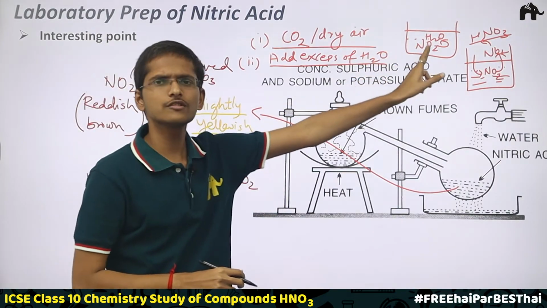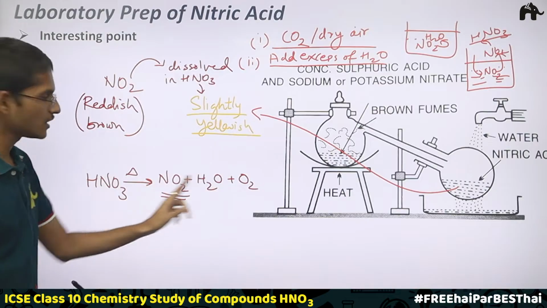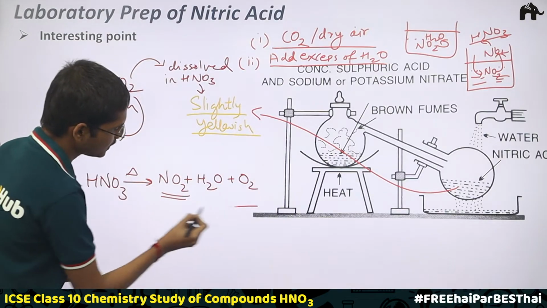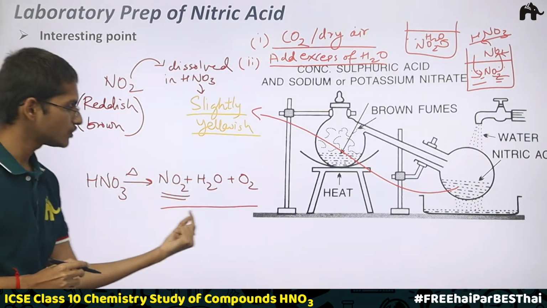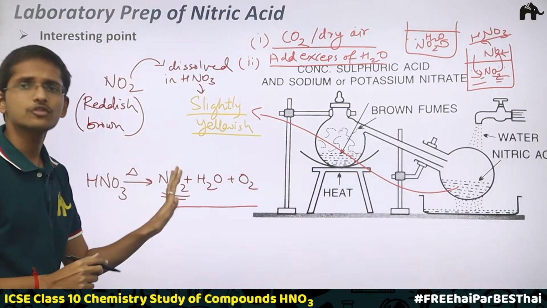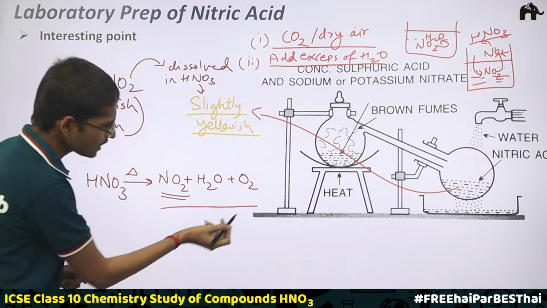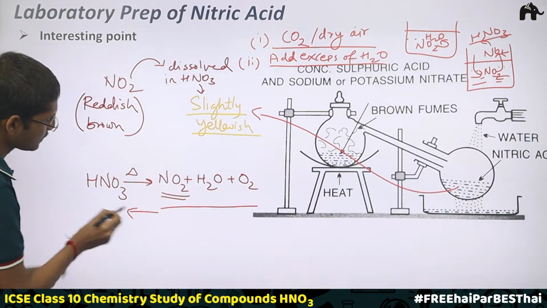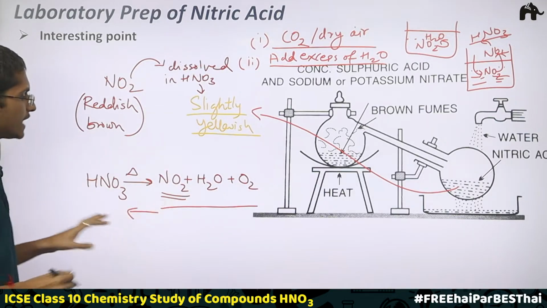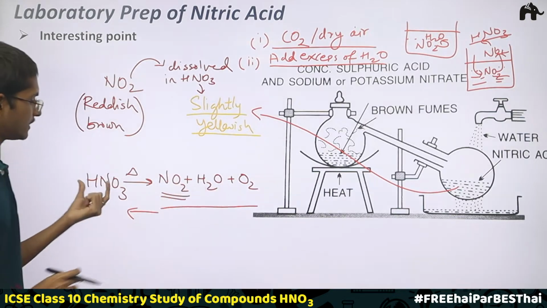Now the reaction for this would be exactly the reverse of this. If this would be the reactants, nitrogen dioxide gas would dissolve in water, and there is also the presence of oxygen here, and it would give us nitric acid. The reverse reaction: you just write this as the reactants and this as the product.